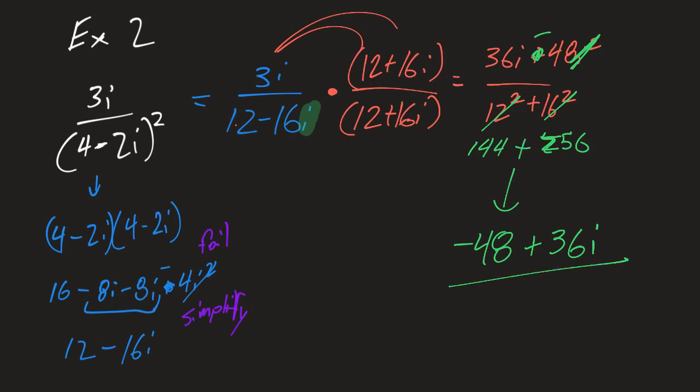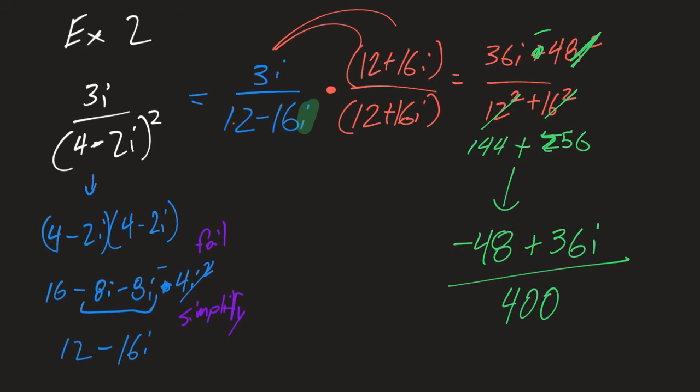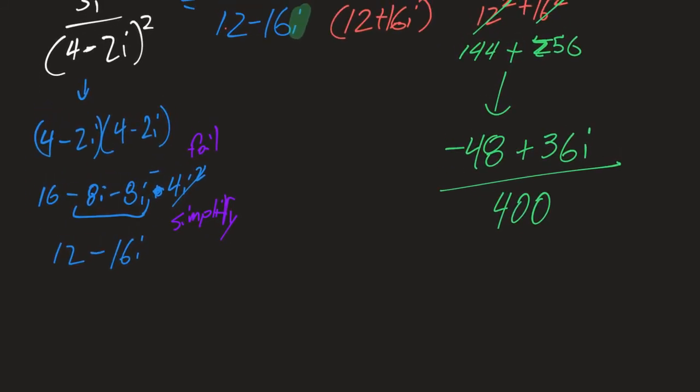And 144 plus 256, that should just give us 400 at the bottom, okay? Now, cool, we've got our fraction answer. Let's just reduce it. This does divide down, so it's always nice to reduce our fractions. What can I divide this whole thing by? Well, at least 4 will come out of here, so let's go ahead and divide these all by 4. So this will be 100, 9, and negative 12. And my final answer, negative 12 plus 9i over 100.